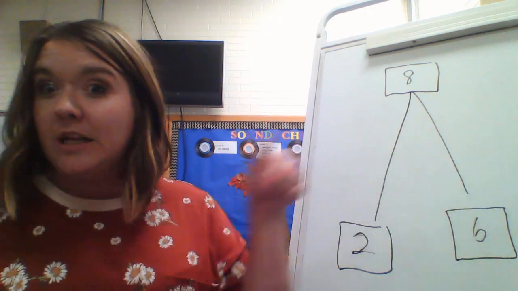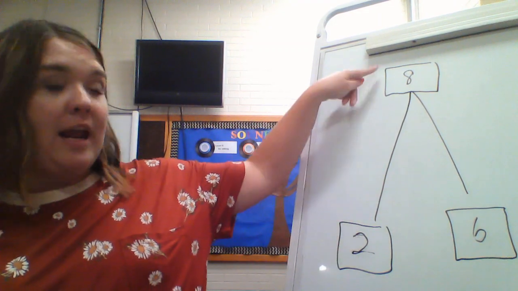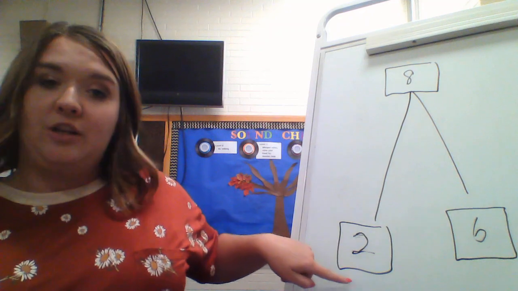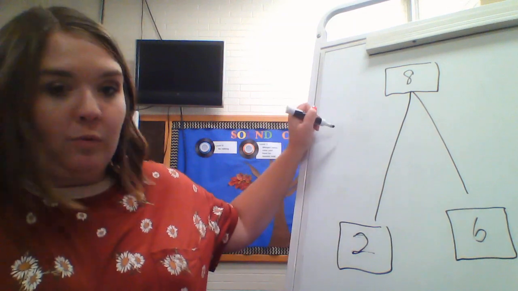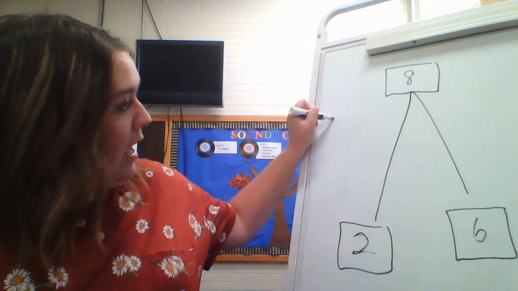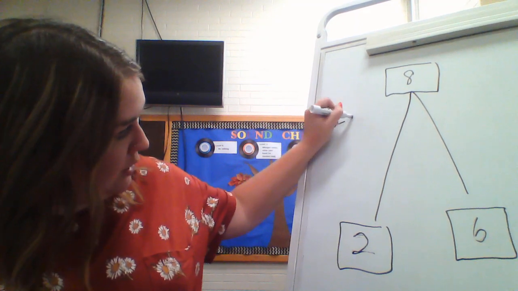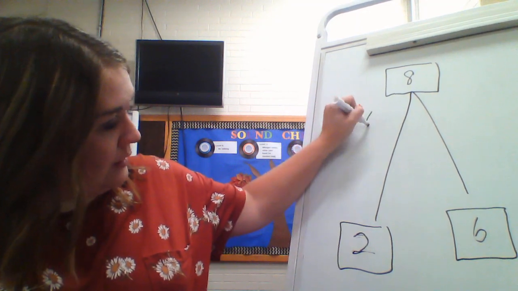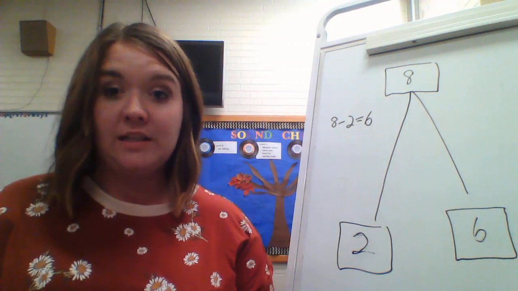okay? So I already did that one. You just need to fill it in. So yours should look like this. It should have an 8 at the top as your total, it should have a 2, and it should have a 6 at the bottom, okay? And your equation will look like this, okay? 8 minus 2 equals 6, okay? So they have 8 minus 2 for you. All you have to do is fill in 6.